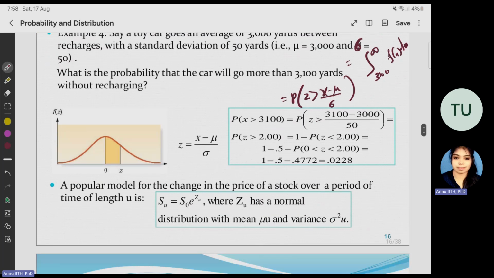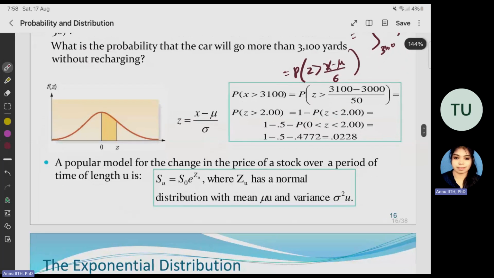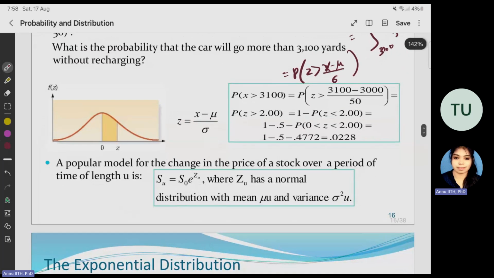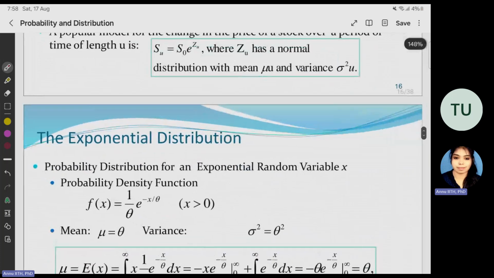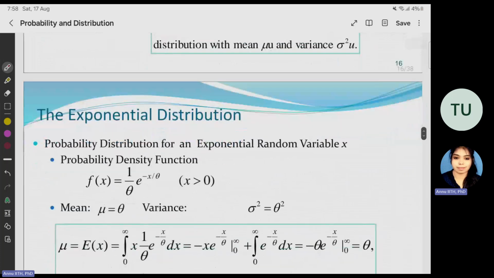I hope this is clear. So this is like a distribution where you are keeping the normal distribution as mean and the variance. Now the third type of distribution, which is very common for the continuous random variables, is the exponential distribution. So the probability distribution for the exponential random variable is 1 by theta e power minus x by theta.